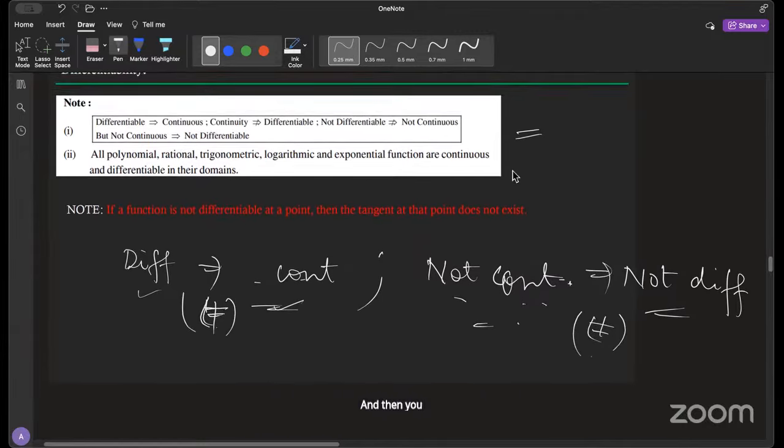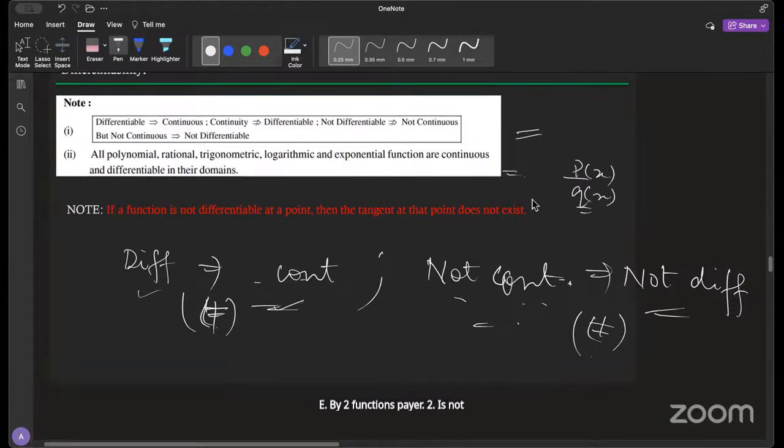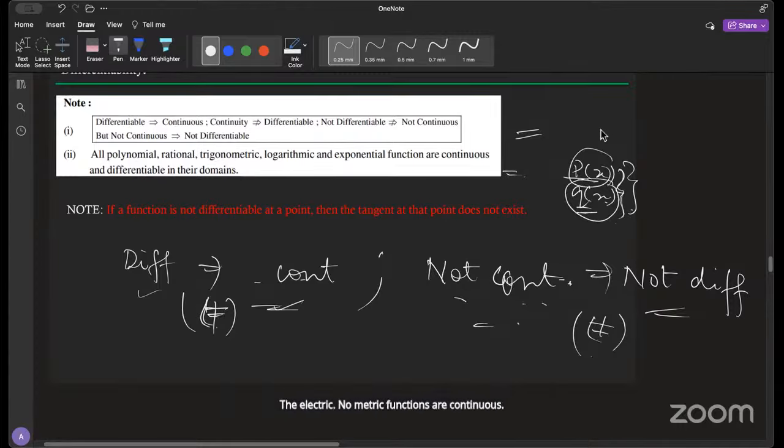And then you have some functions given here that are obviously continuous. Your polynomial functions, and rational functions: P by Q functions, where your Q is not 0. It's basically the algebra of functions, right? Where both of these functions are continuous, obviously the quotient is also continuous. Then your trigonometric functions are continuous. Logarithmic functions are also continuous. And exponential functions are also continuous.